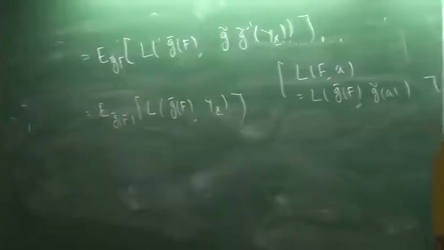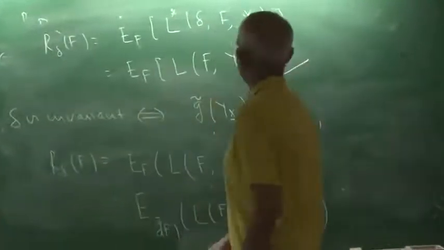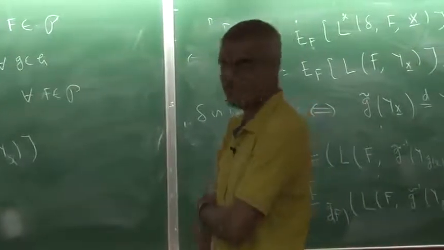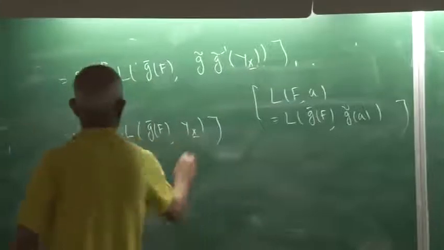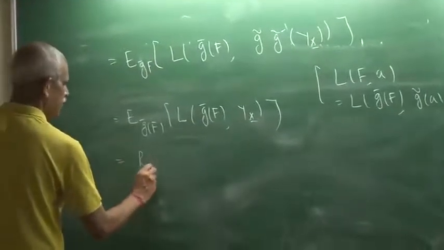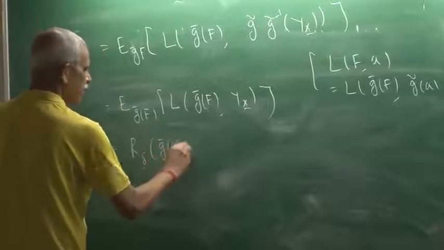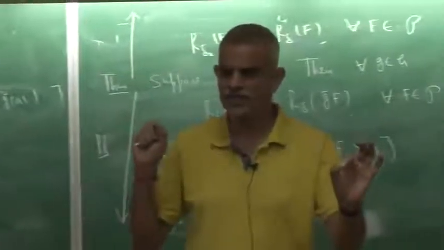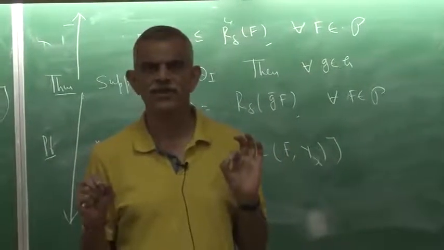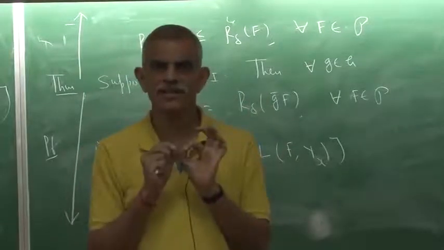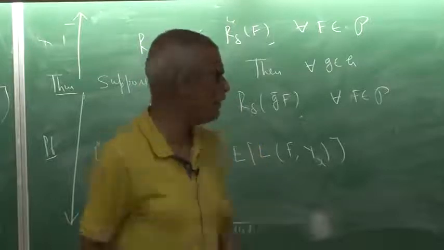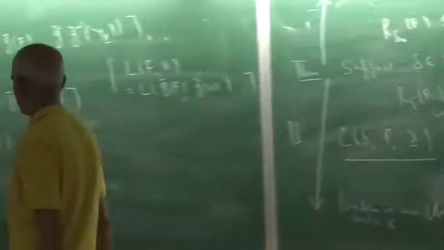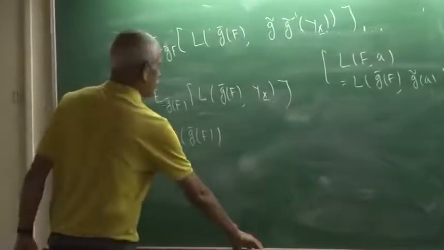Just compare this with this. It is exactly the same except that f has changed to g bar f. So this is the risk of yx remains the same. So this is same as risk of delta at the point g bar f. So that means if I have 2 points f1 and f2 and they are related through some g bar, then they would have a same risk because r delta f is same as r delta of g bar of f. So I write down this as a remark.